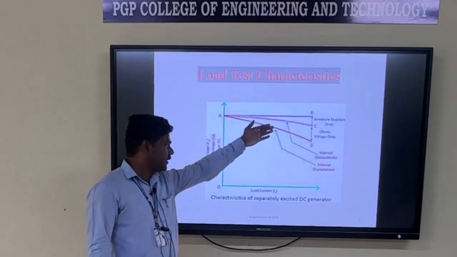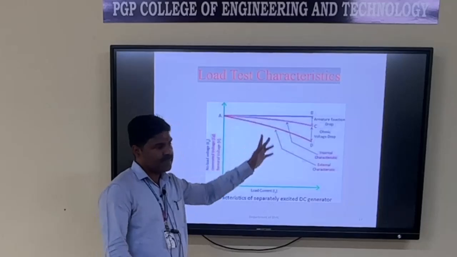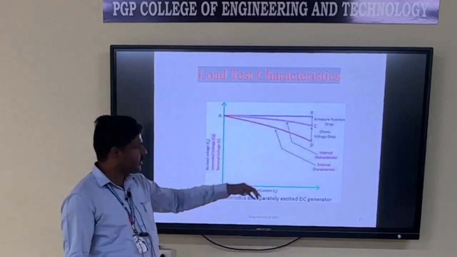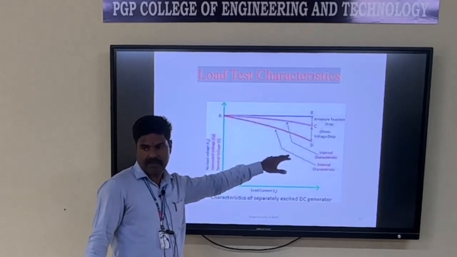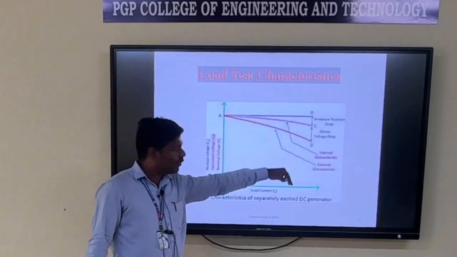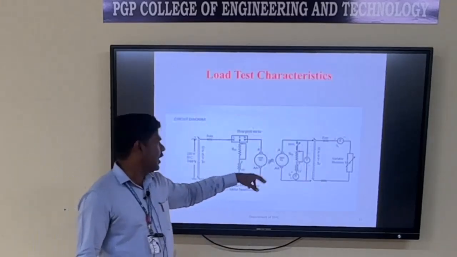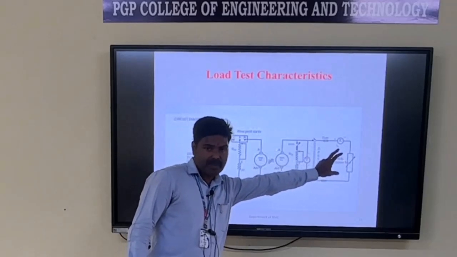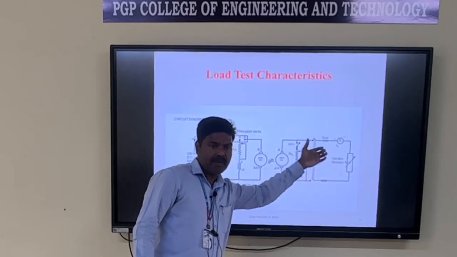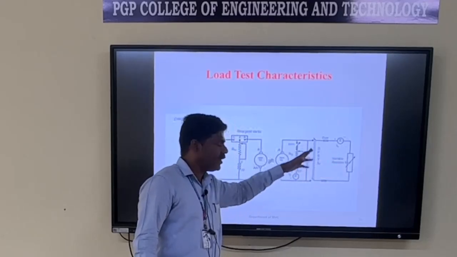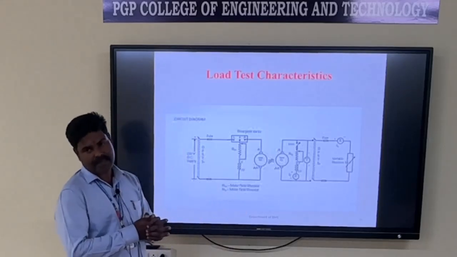Here the above one is internal characteristics, the below one is external characteristics, because here the induced EMF is greater than the terminal voltage. Here load test characteristics means the output of the generator is connected to the load. Therefore, by applying various loads, we can note the various voltmeter and ammeter readings. For that, we have to draw the internal and external characteristics.